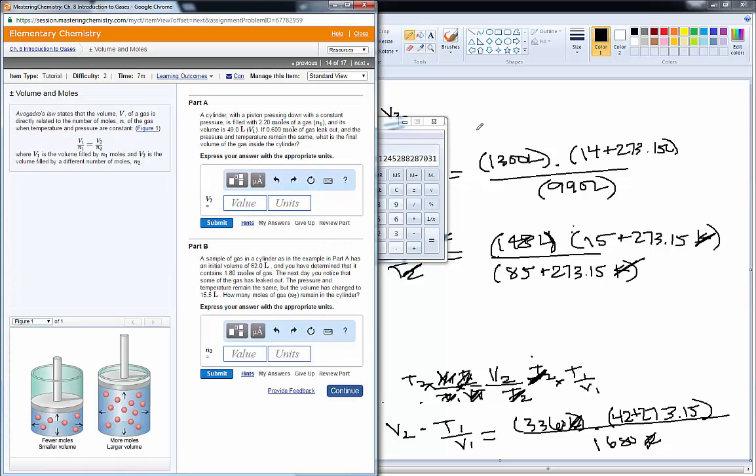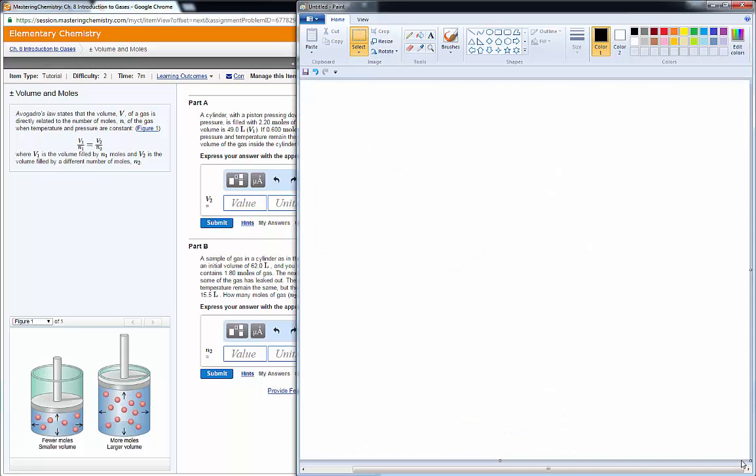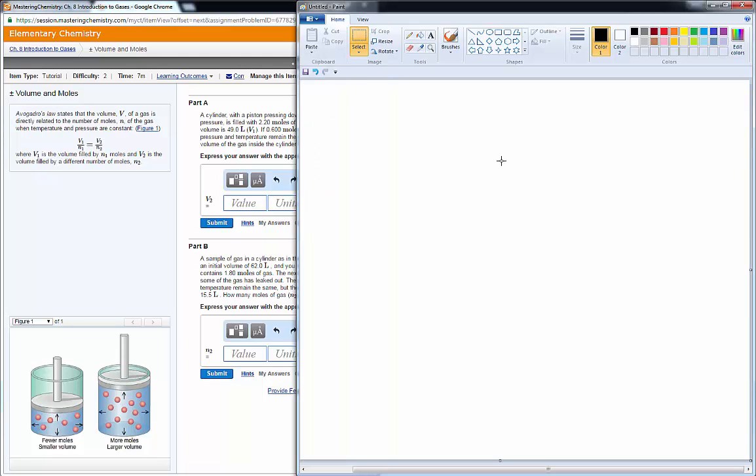All right, volume and moles. More particles, takes up more space. So we get this relationship between volume and number of moles. Direct correlation. And we can plug these in here. Got initial volume divided by the initial number of moles equals the final volume divided by the final number of moles.